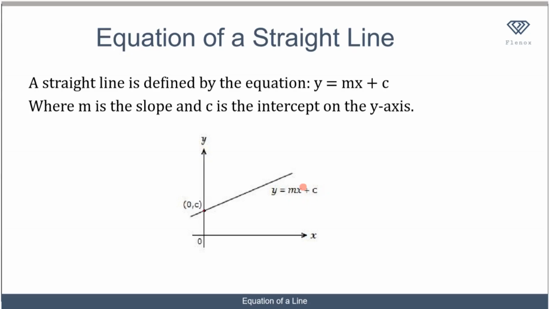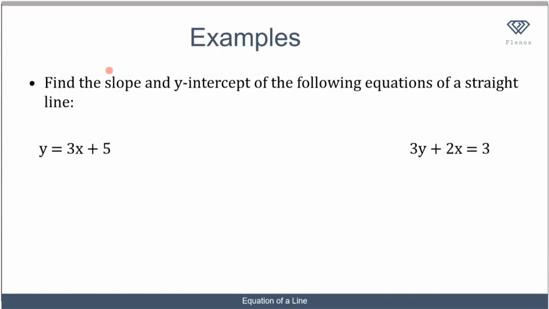So let's look at the next examples. Here we are told to find the slope and y-intercept of the following equations of a straight line. We are given that y equals 3x plus 5, and we are told to find the slope and the y-intercept. What we want to do is compare it to the general form of the equation, y equals mx plus c. So y corresponds to y, x corresponds to x, so we can trace out m. Here we see that m is equal to 3, and what is the value of our c? It is equivalent to 5, so c is equal to 5.